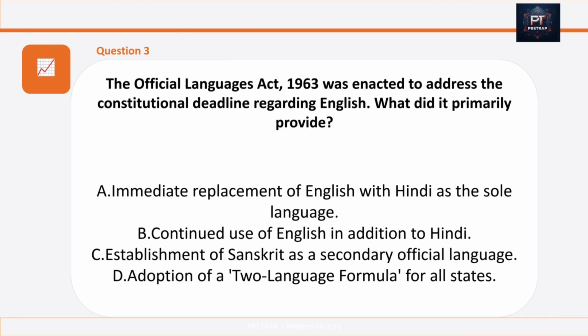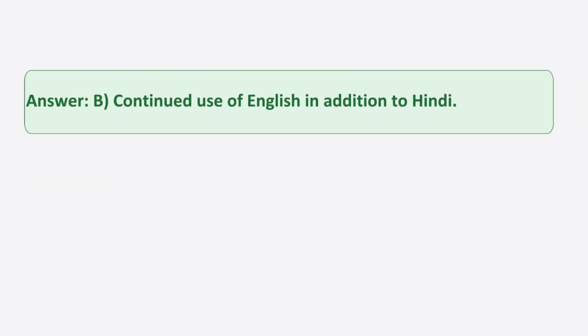Question number 3 is the Official Language Act of 1963 was enacted to address the constitutional deadline regarding English. What did it primarily provide? Option A, immediate replacement of English with Hindi as the sole language. Option B, continued use of English in addition to Hindi. Option C, establishment of Sanskrit as a secondary official language. Option D, adoption of a two-language formula for all states. And the answer is option B, continued use of English in addition to Hindi.